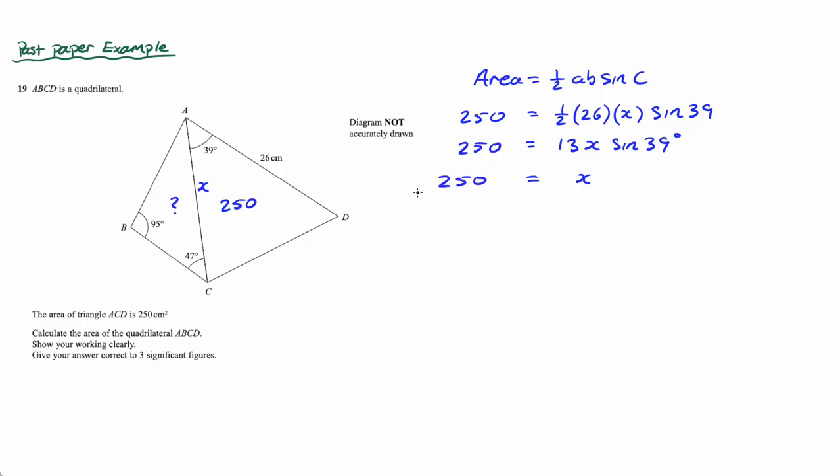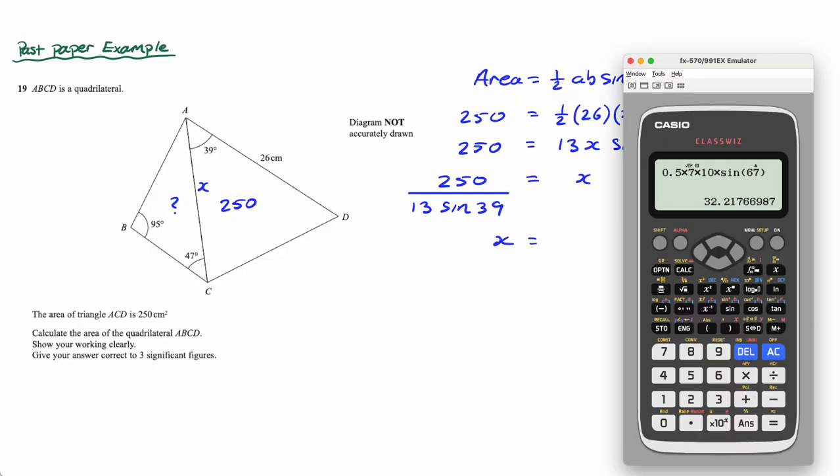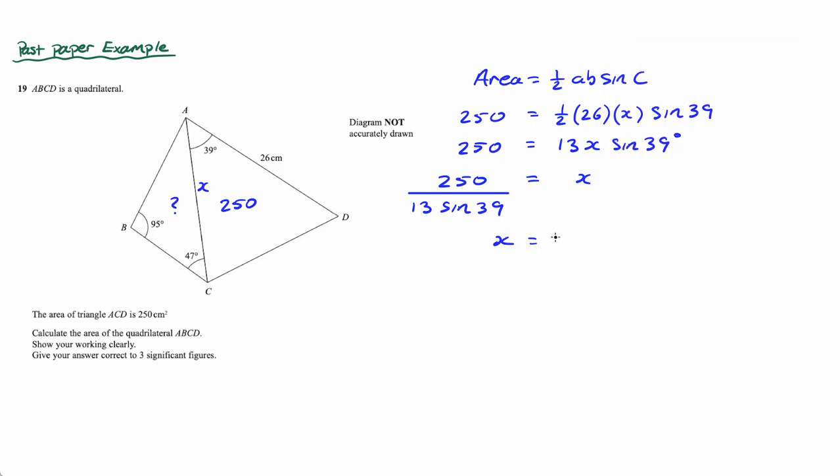So I hope this makes sense, guys. I'm going to divide by the 13 and the sine 39. And I get x is equal to 250 over 13 times sine 39, close brackets, and I get 30.558 because it's 99, guys. I'm not going to round to two decimal places here. I'm going to round to more because I'm not finished the question.